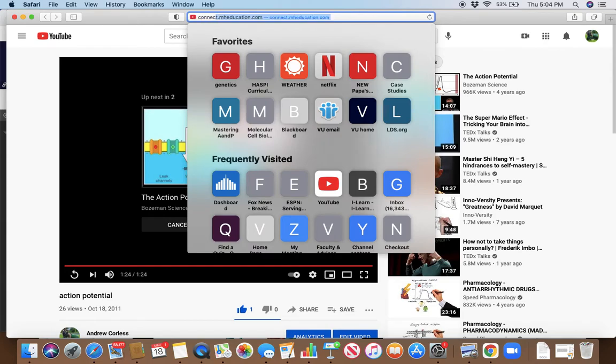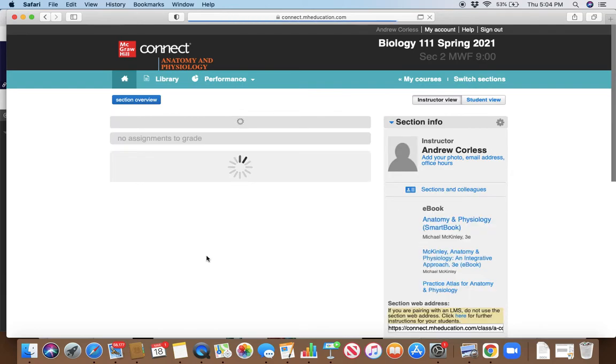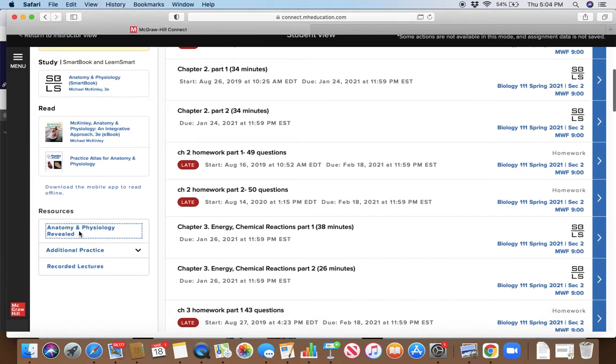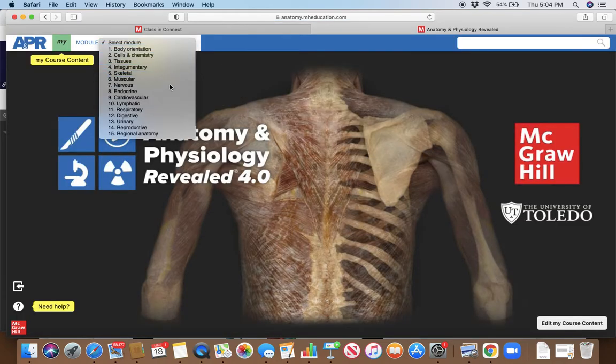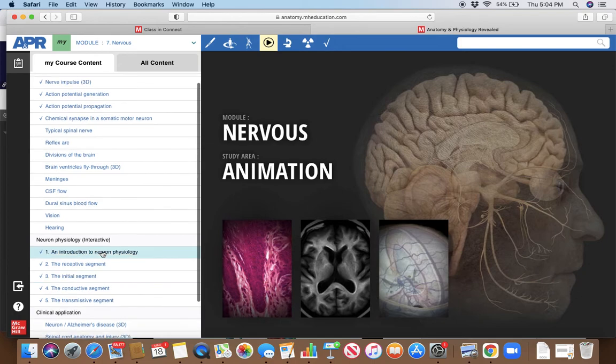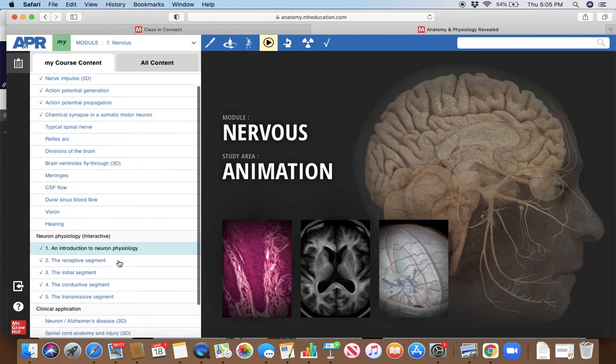The other thing I want to point out to help you with this is go to the Connect site. And go to Anatomy and Physiology Revealed. Go to the Nervous module, select the animations, and these interactives are really good. I really like this nerve impulse one, the action potential generation, the action potential propagation, those are both good. And this shows you what's going on at a synapse, that's good. These interactives are really good.